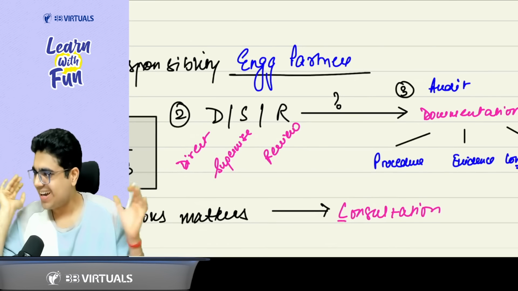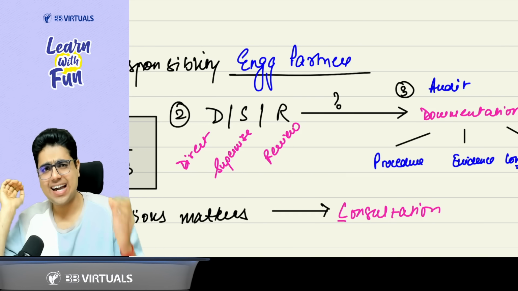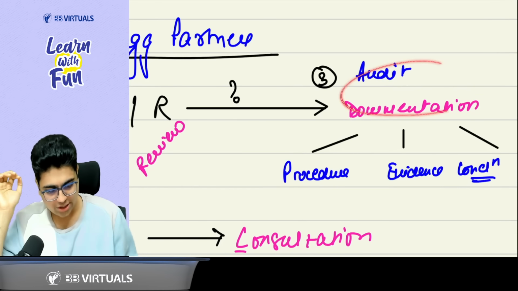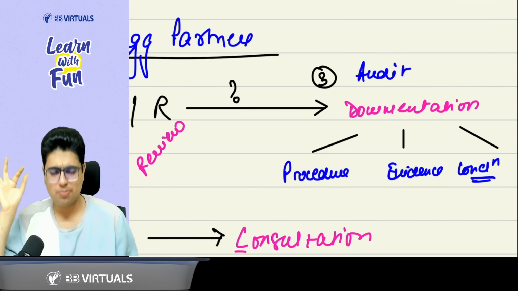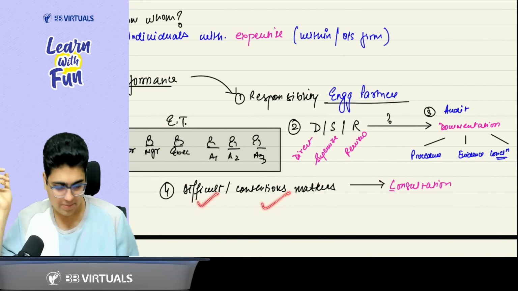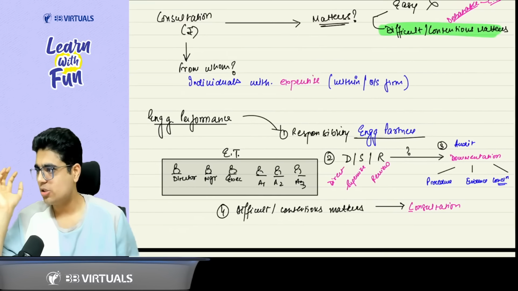He will do what? Again, DSR. He will direct, supervise and review the engagement team. Review what? Review the audit documentation, which is a documentation of procedures performed, evidence obtained and the conclusions reached. And last, we will make sure on difficult and contentious matters, proper consultation is taken. So just go with the flow.